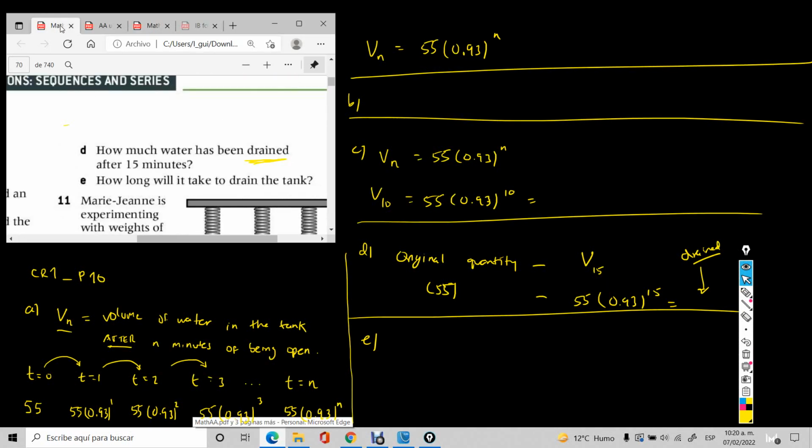Okay, class, in exercise E, what you can do is the following. You must realize something very important here. The question is, how long will it take to drain the tank? Technically, mathematically speaking, there will always be some water in the tank, right?